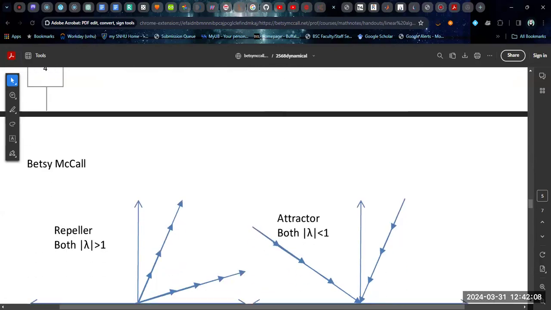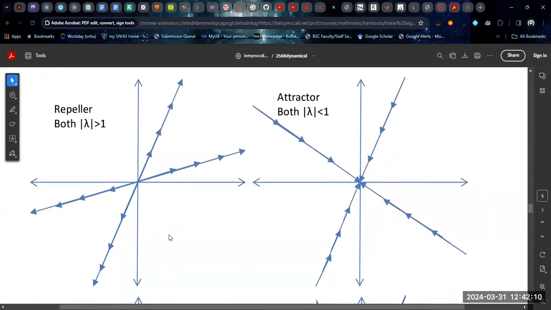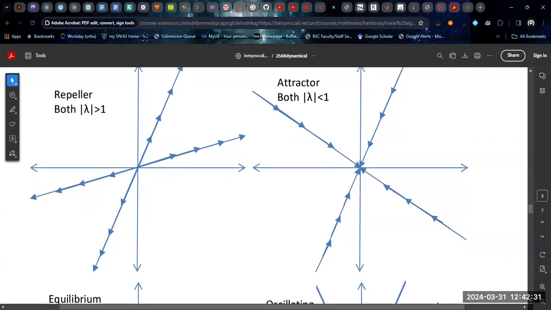So in the case of a repeller, we would have, say, two arbitrary eigenvectors here, and we would have arrows pointing away from the origin in both directions. If you have an attractor, then you will again have two arbitrary eigenvectors, and all the arrows are pointing toward the origin.